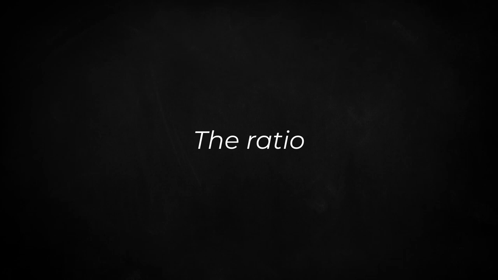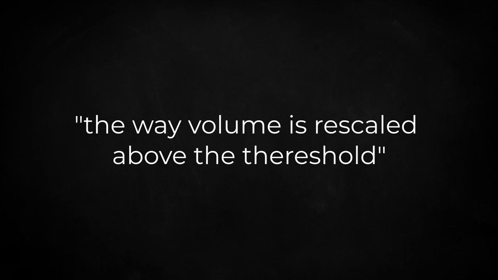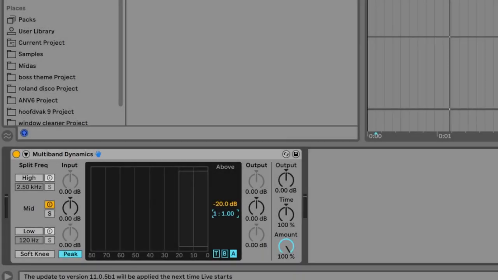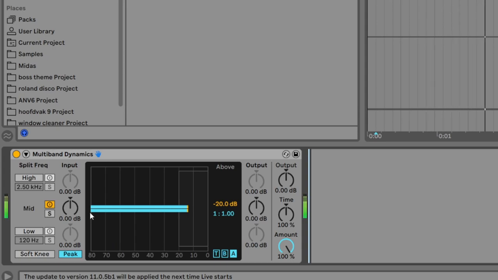The ratio describes the way volume is rescaled above the threshold. I think this is visualized surprisingly well by one of Ableton Live's stock compressors. You can see the level of the signal coming in from the left as the blue line. This blue volume meter is scaled alongside volume labels on the horizontal axis, which have gray lines above them to make it visually easier to follow along. Now watch what happens to the vertical gray lines above my threshold as I increase the ratio.